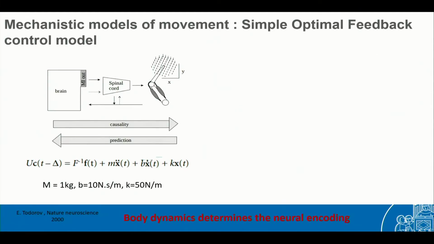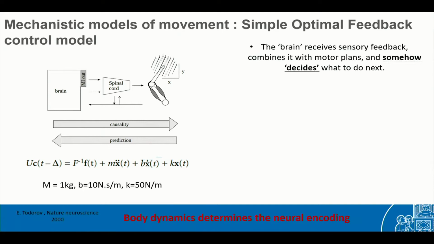Several theories have been applied for this. You see here an example from Todorov, who studied this interaction between the body and the brain using an optimal feedback control method. He simulated the body with this simple function, which is used to create a causal relation between the inputs to, in this case, the arm, and the feedback that will be received by the brain.